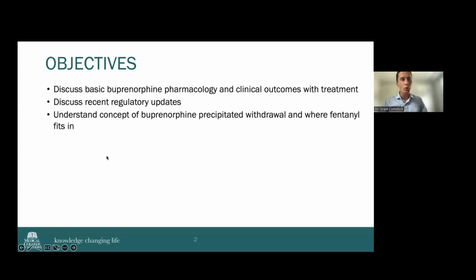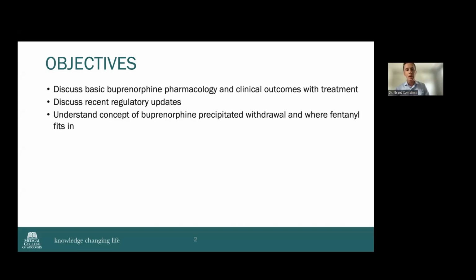So a couple of goals for the talk today. We'll talk about some basic buprenorphine pharmacology, as well as some really relevant clinical outcomes when it comes to the use of buprenorphine for the treatment of opioid use disorder. We'll discuss briefly, at least, some recent regulatory updates, and then spend a little bit more time talking about the concept of buprenorphine precipitated withdrawal and why we're talking about it so much now in the context of the fentanyl epidemic.